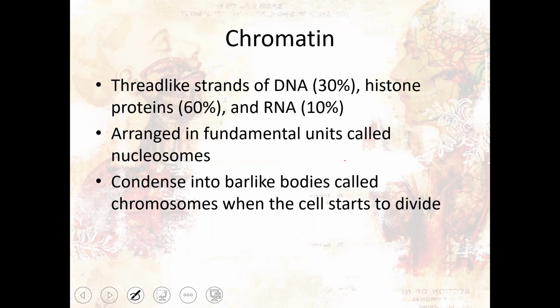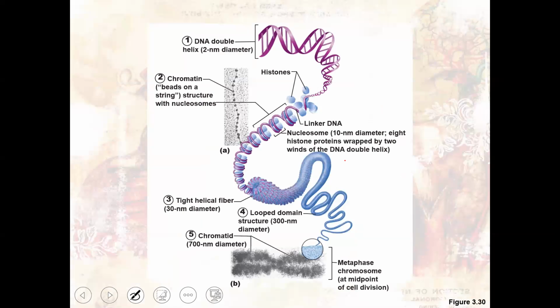Inside the nucleus, we have DNA. Strands of DNA called chromatin are wrapped on little proteins called histones, and there's some RNA as well. This is arranged in things called nucleosomes. Now, when the cell gets ready to divide, this chromatin is going to condense into chromosomes. Like so. So there's DNA, there's chromatin, and then you can see it condensing down into that chromosome at the bottom.